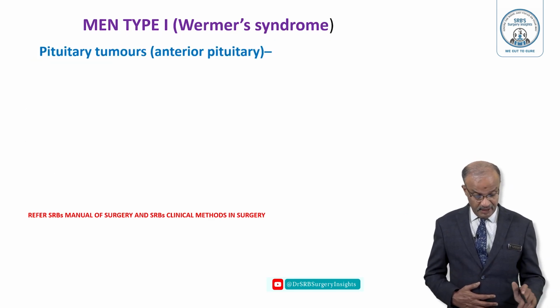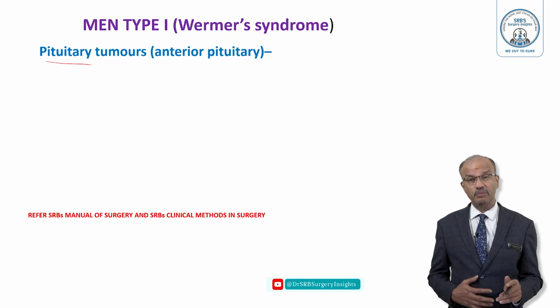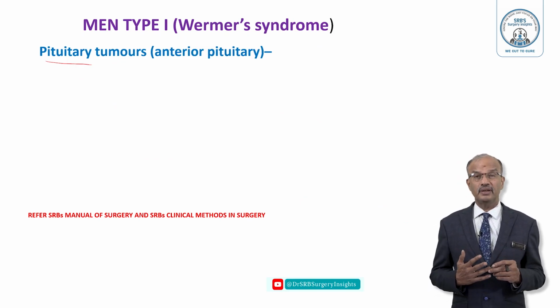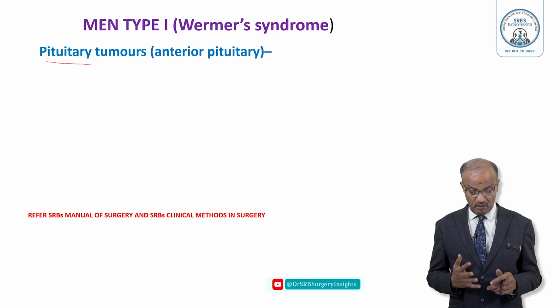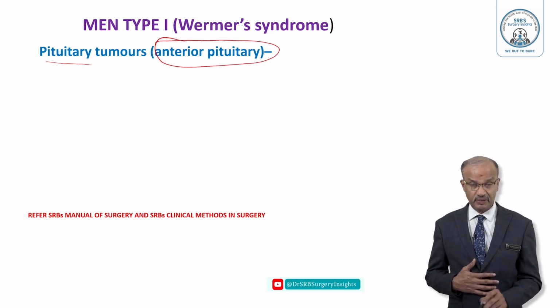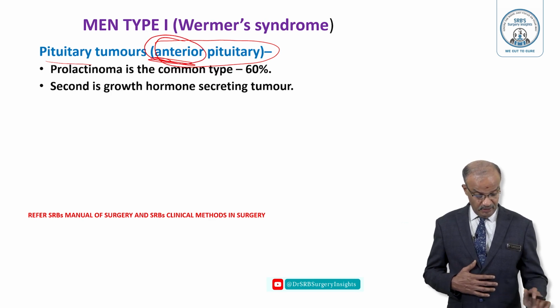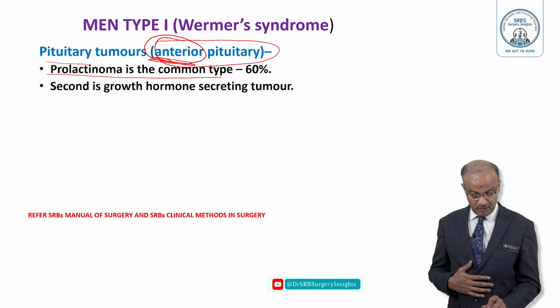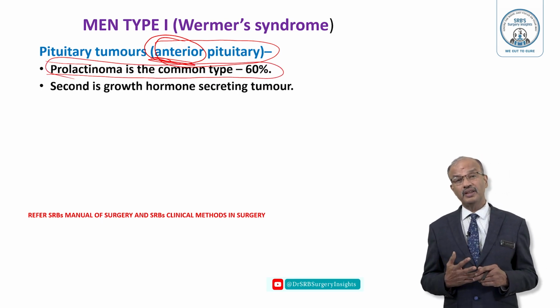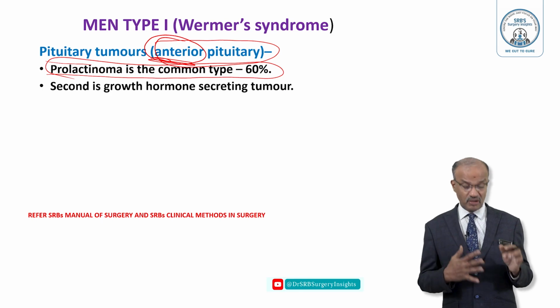So next is pituitary tumor. If somebody asks which pituitary tumor is common in MEN syndrome type 1, Wermer's type, it is the anterior pituitary, not the posterior pituitary. That's why it is important. Remember, again MCQ question, anterior pituitary. Prolactinoma is the commonest type. Again MCQ question. It secretes high prolactin, so features of high prolactin will be there. You have to look for that.